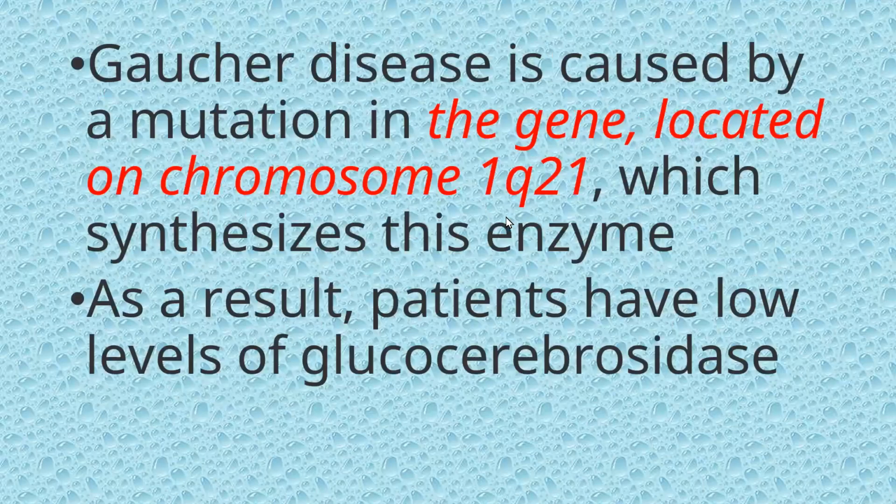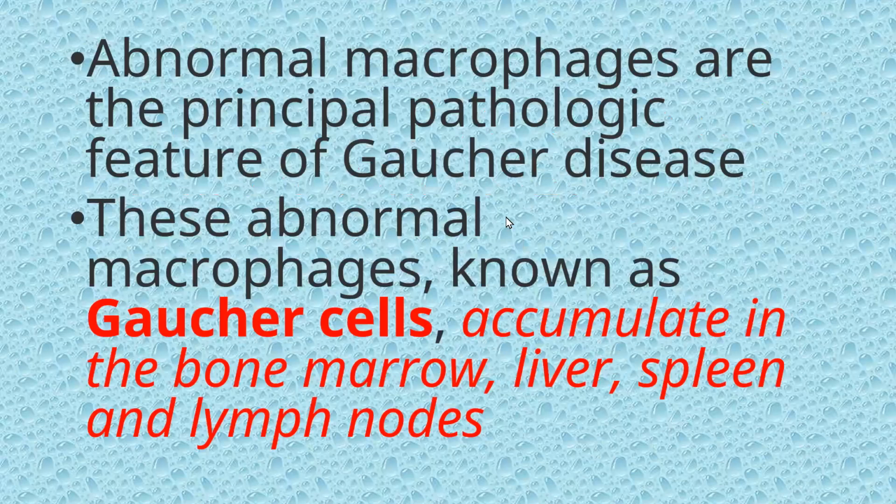Gaucher's disease is caused by a mutation in the gene located on chromosome 1q21. This gene synthesizes this enzyme. Okay? As a result of the mutation, we no longer have this product. As a result, patients have low levels of glucocerebrosidase, so we end up having abnormal macrophages. These are the principal pathologic features of Gaucher's disease.